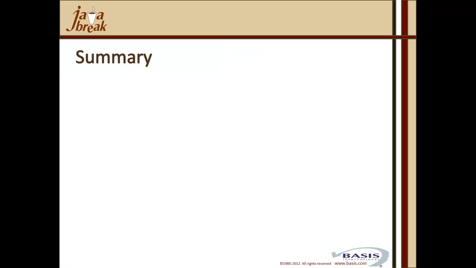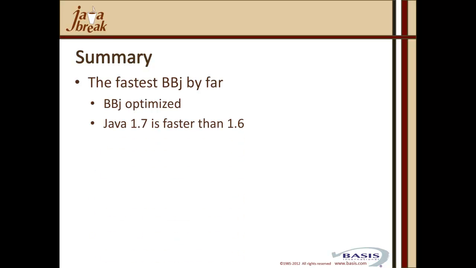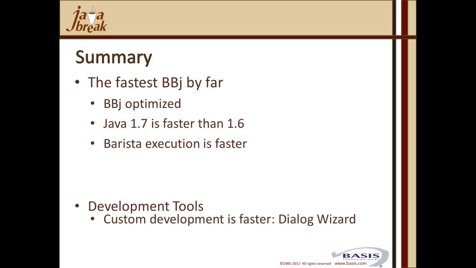So in summary, we've seen how BBJ 12 is the fastest BBJ by far. With the refactoring of the string handling, with the addition of the language verbs to accommodate fewer round trips in high latency environments, BBJ has been optimized. Java 1.7 is faster than 1.6. Barista execution is faster in the runtime environment.